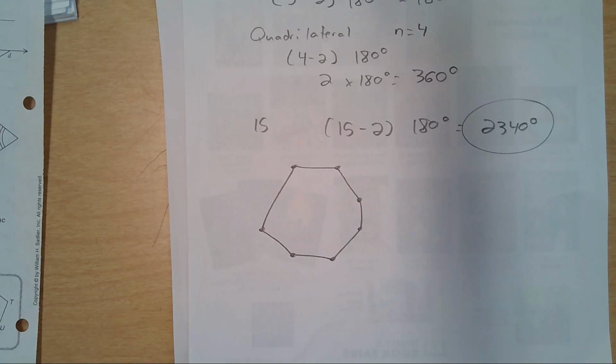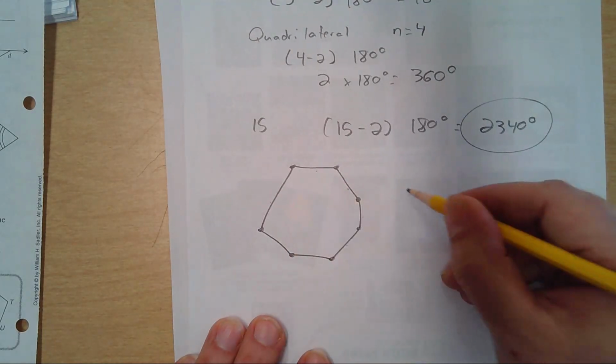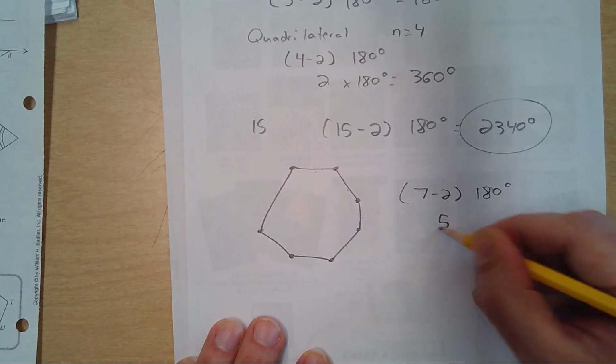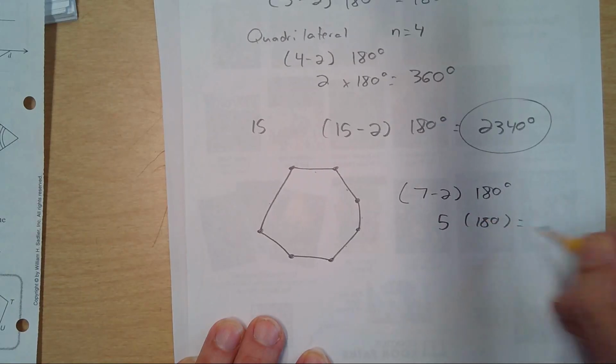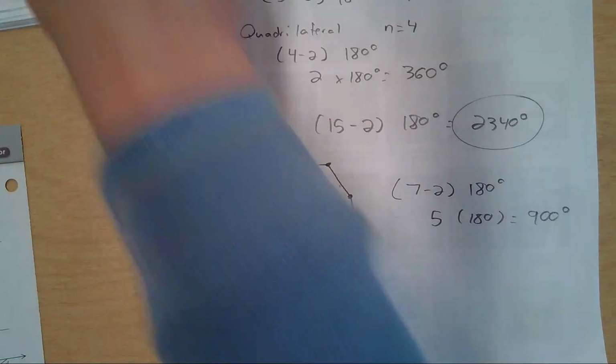Yeah, it's 900 degrees. Is it? Yeah, it is. How many sides do I have? 7. 1, 2, 3, 4, 5, 6, 7, right? So n equals 7. 7 minus 2 times 180, 5 times 180. The sum of all of them is 900 degrees. Easy enough? Yeah. Okay, next part.